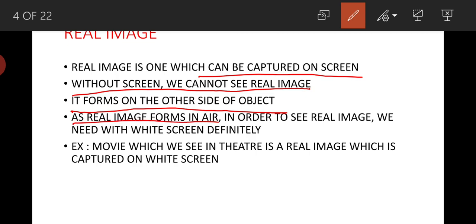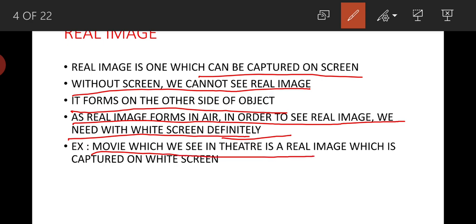As real image forms in air, in order to see real image, we definitely need a white screen. The best example is the movie which we see in theaters. It is a real image which is captured on the white screen with the help of a projector.